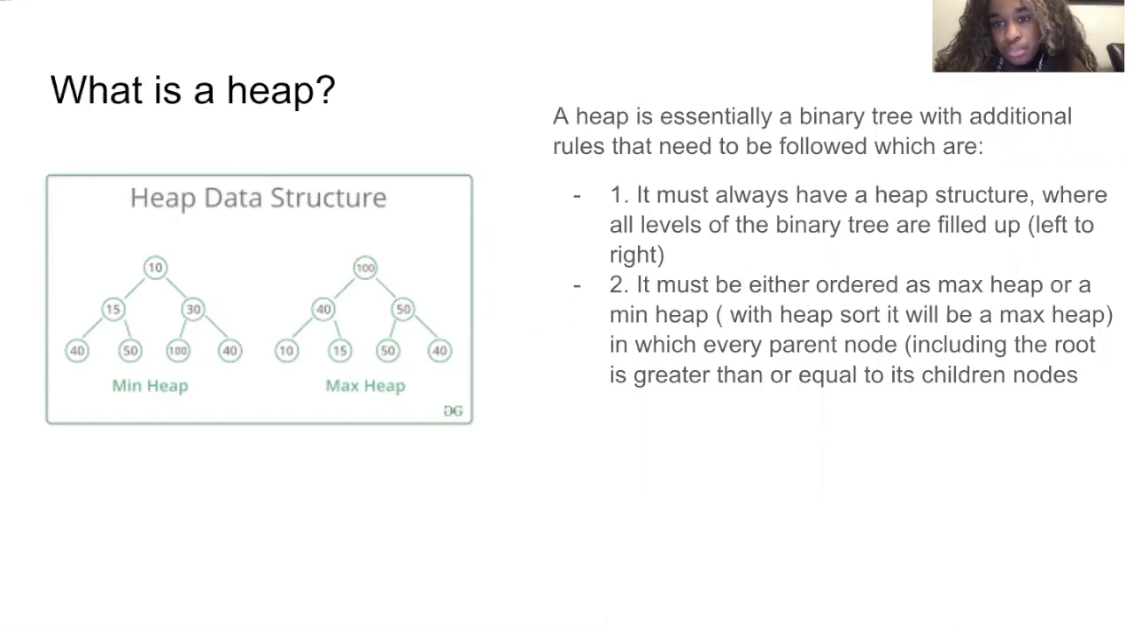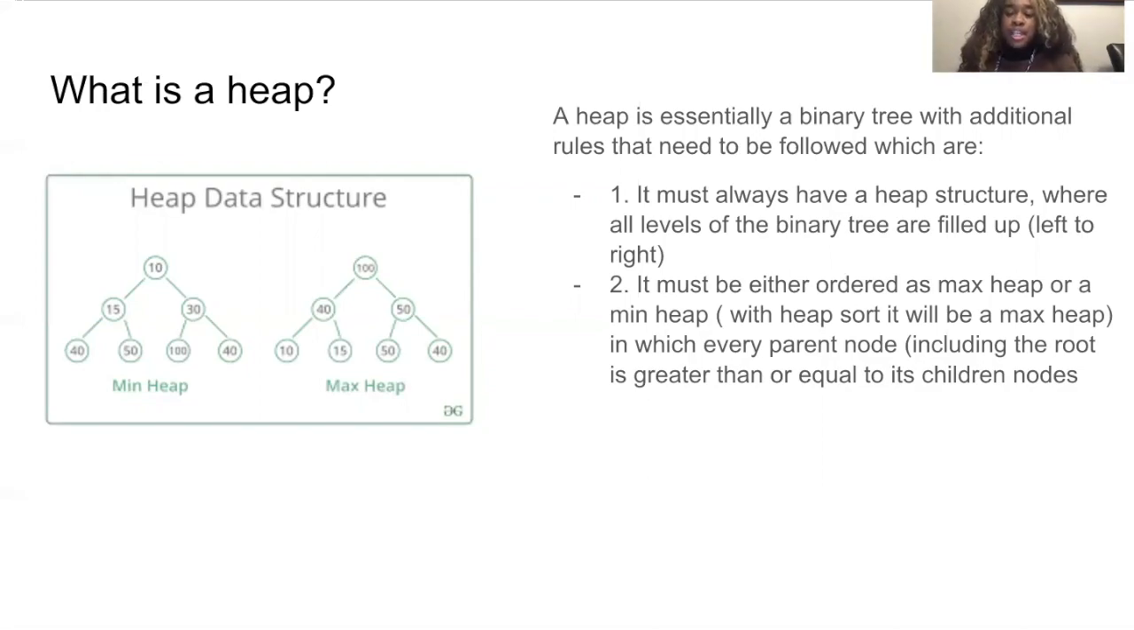So a heap is essentially a binary tree, but it has some extra conditions that have to be followed in order for it to be a heap. The first thing is that it must always have a heap structure, which means all the levels of the binary tree are filled up from left to right.